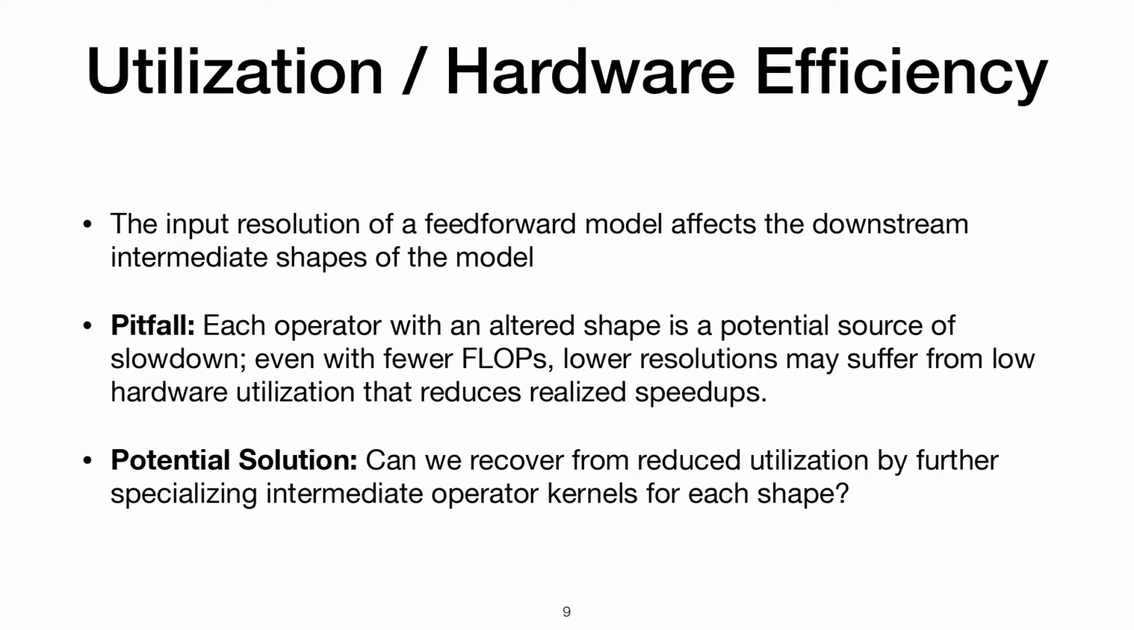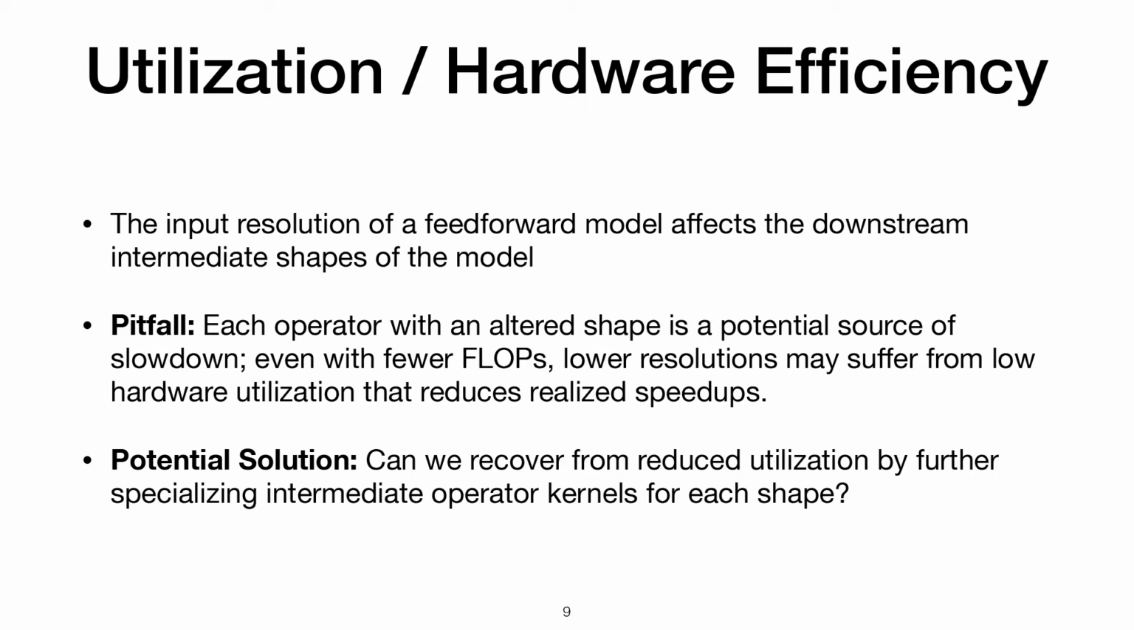As for the efficiency of the compute kernels that the model relies on, this is also dependent on resolution, as the input resolution directly affects the downstream intermediate shapes of the model. For each choice of resolution, every downstream operation is a potential source of slowdown if it isn't optimized for the resulting shape. So even at lower resolutions that have a theoretically smaller count of floating point operations, the realized actual speedups may be limited by low utilization if the kernels are not properly optimized for these shapes. And here, the question is, can we recover from this reduced utilization by further specializing the kernels for these operators for each shape?